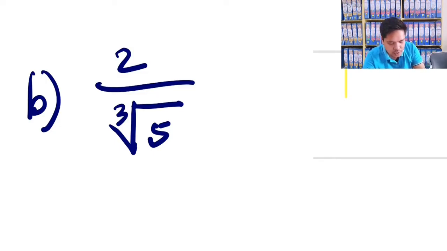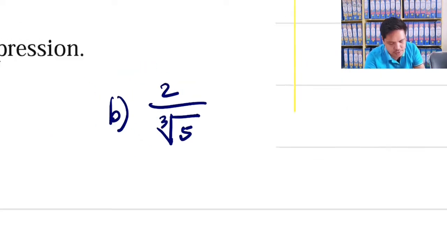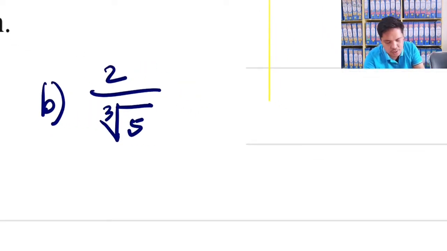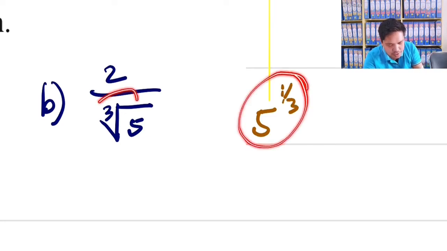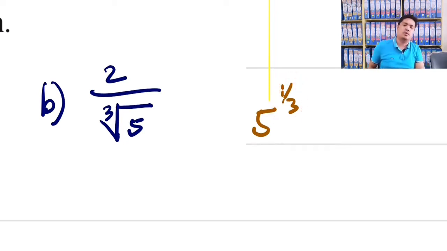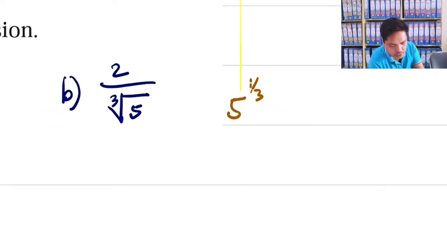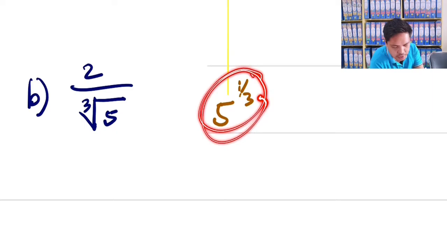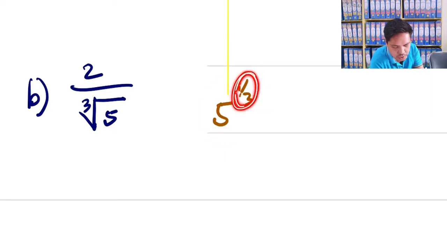Ano yung pwedeng gawin natin? If we express this as 5 raised to 1/3, again, they are the same, di ba? Because ang root, that is just a fractional exponent. Okay? What do we need to multiply here na ang result niya is 1 or ma-cancel out yung fraction sa numerator? Ano pwedeng i-multiply natin dito?